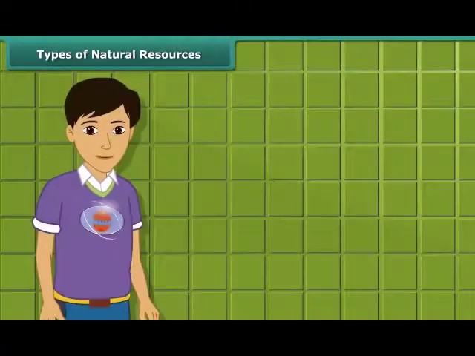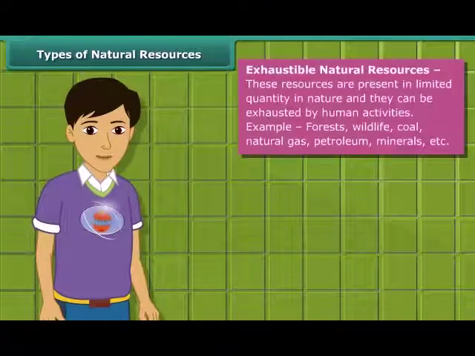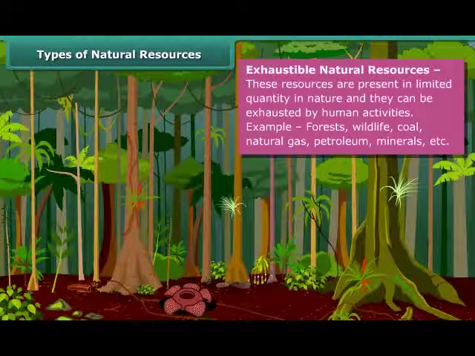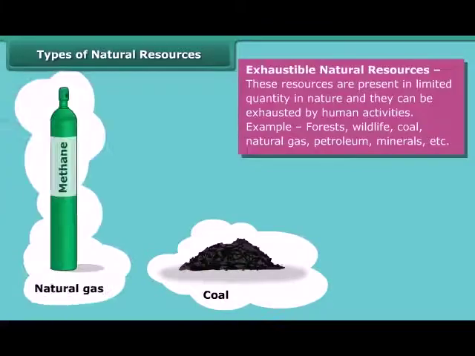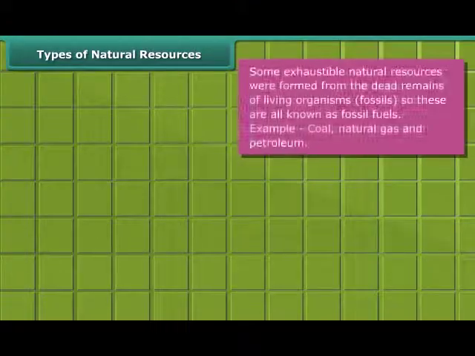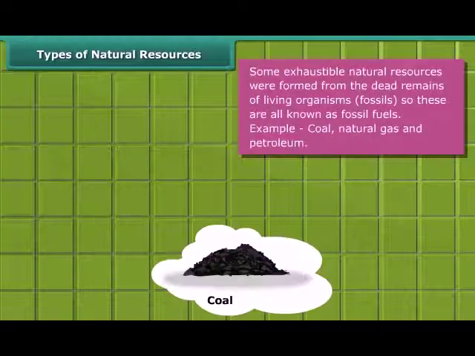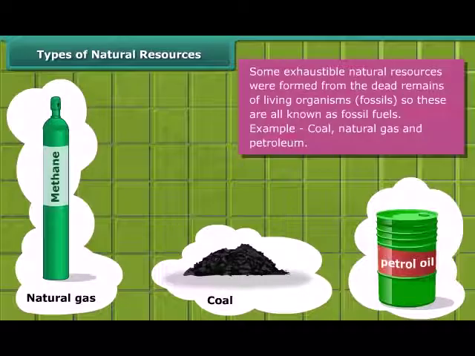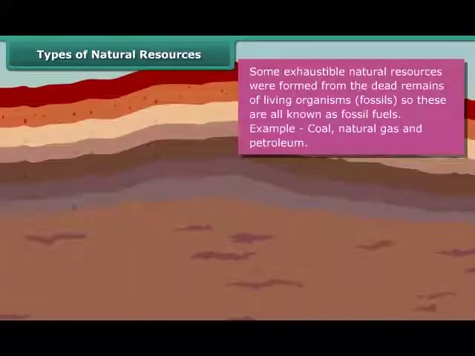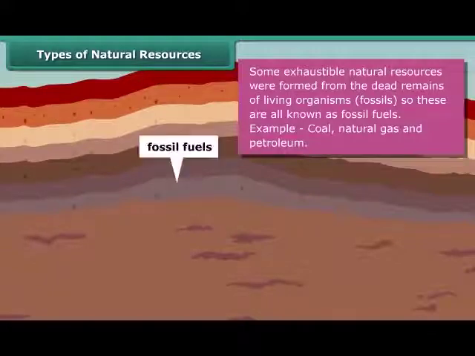On the other side, the amount of exhaustible resources is limited and they can be exhausted by human activities and consumption. Forests, wildlife, coal, natural gas, petroleum, and minerals are examples of these resources. Do you know that some exhaustible resources like coal, natural gas and petroleum were formed from the dead remains of living organisms called fossils, and hence these are also known as fossil fuels.